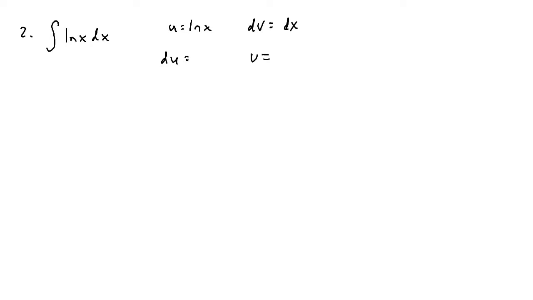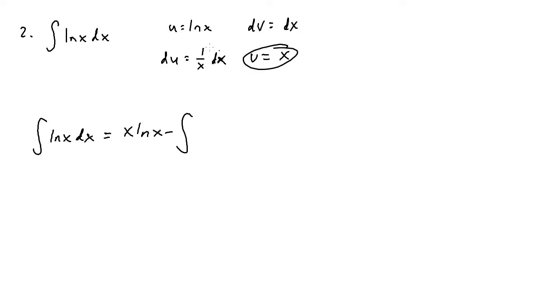So if u equals ln x, du once again is going to be 1 over x dx. And then if dv equals dx, now the integral of dx is just going to be x. So v will just be x. So now we can go ahead and write out the formula. So once again, the integral of u dv, or in other words the integral of ln x dx, equals u times v. So we have x ln x minus the integral of v times du.